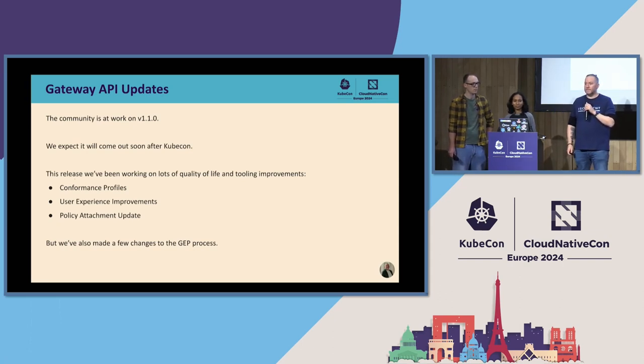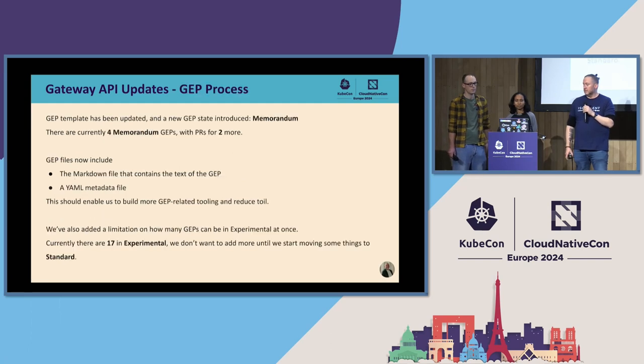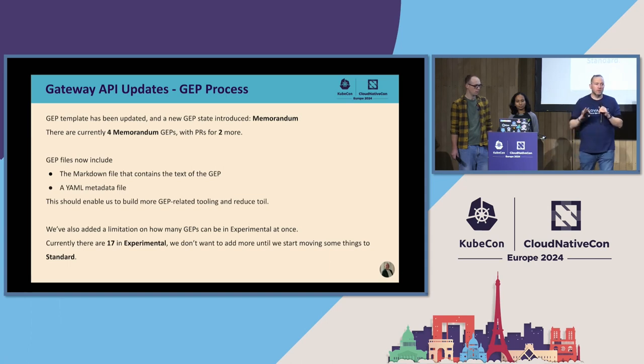But we've also made a few changes to the GEP process. For those of you who don't know, GEPs are the Gateway Enhancement Proposals. They are how the Gateway API handles feature requests. We have a process for this. It's reasonably complicated, but we have added a new state, memorandum. This is a bit more like a more traditional RFC.